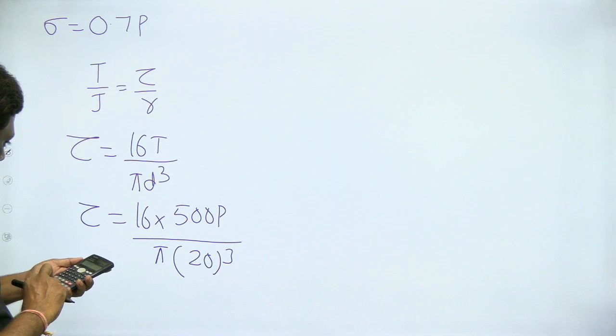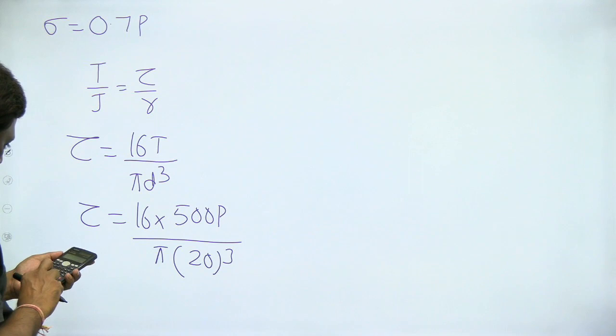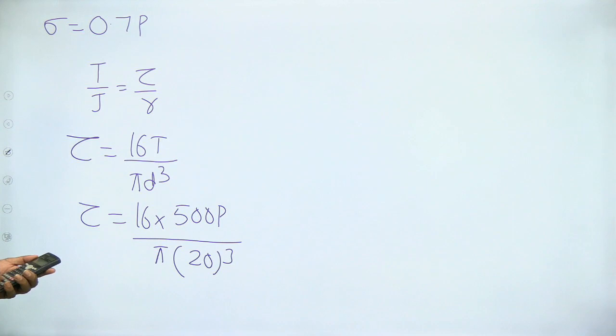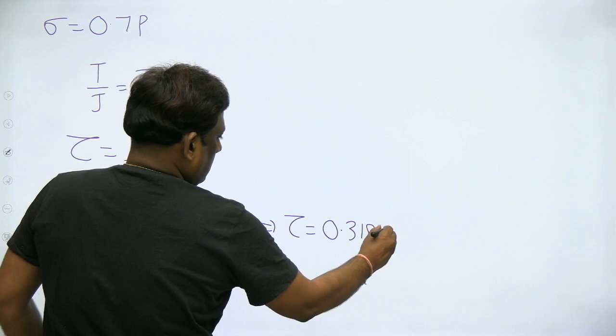So therefore, 16 into 500 by pi by 8, 1, 2, 3. One second, please. 16 into 500 by pi by 8. This is 0.318 in Newton per mm square, which is megapascal.